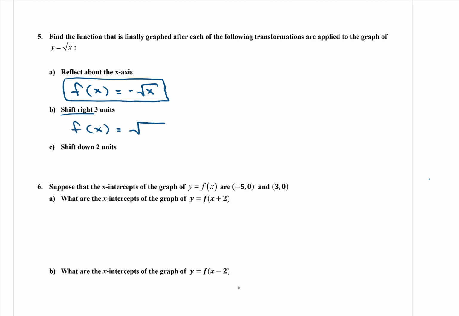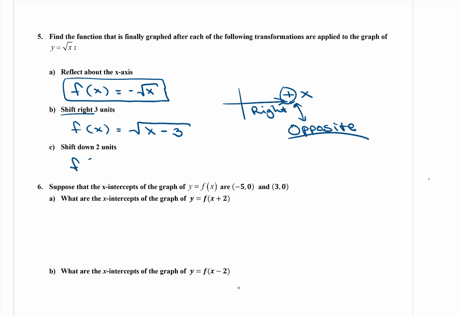Shift right 3 units. When you shift right or to the left, that's when you have to think in terms of the opposite sign. So I'm going to write f of x is equal to, and this is going to be the entire square root of x minus 3. All right, remember, we're going to move to the right, we're going to the positive x direction. You got to think in terms of the opposite sign. So the opposite of a plus, it's going to be a minus. So you got to remember to put x minus 3.